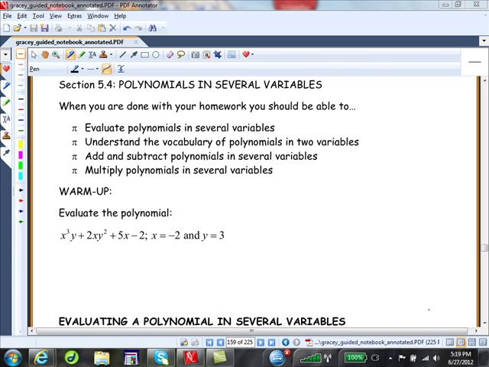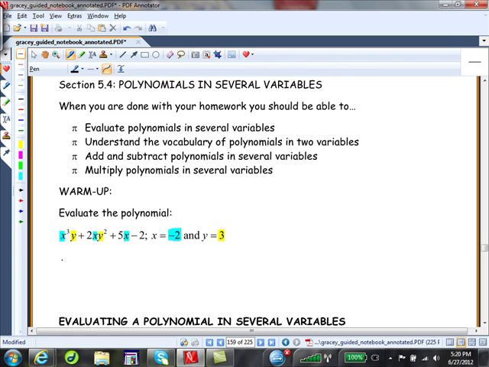We're going to be evaluating the polynomial when x is -2 and y is 3. Pause the movie and check yourself in a moment. Okay, let's see how you did. So we're plugging in for all these x's here. We'll be plugging in -2. And for all the y's, we'll be plugging in 3.